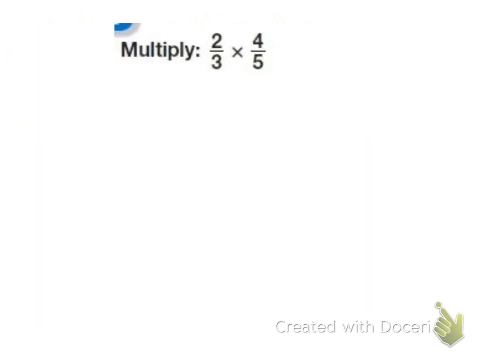Okay, let's multiply this fraction together. We have 2/3 times 4/5. So remember, I multiply the numerators and I multiply the denominators straight across. So 2 times 4 equals 8. 3 times 5 equals 15. So my answer is 8/15.